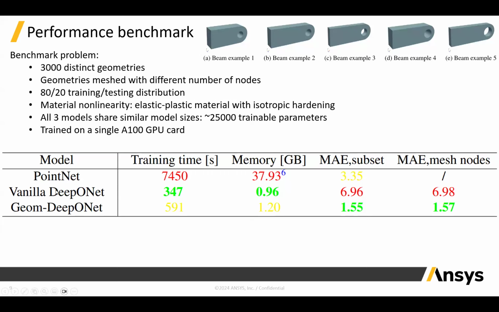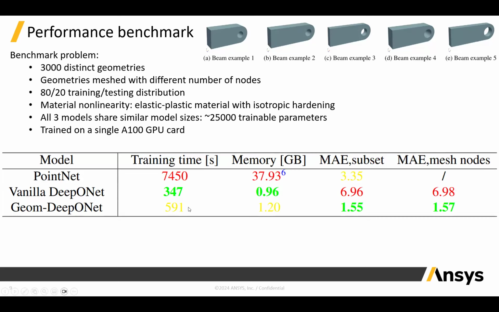The next one is the regular DeepONet, which has fully connected neural networks in the branch and trunk. You see the lightning-fast training time, less than 350 seconds, with a similar model size. It has a very small memory footprint, less than 1 gigabyte on the GPU, but it's not doing very well in terms of prediction. It gets about 7 megapascal on the subset, and the error grows a little closer to 7 when you predict over the entire mesh.